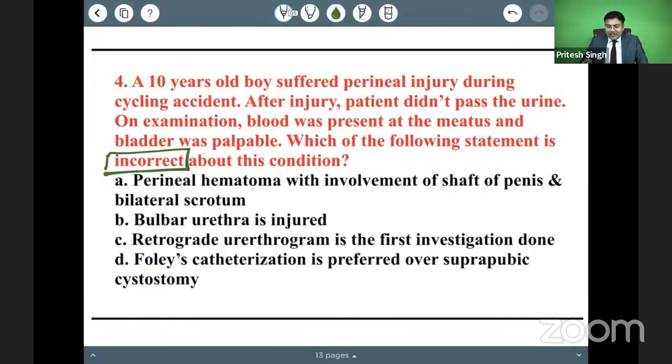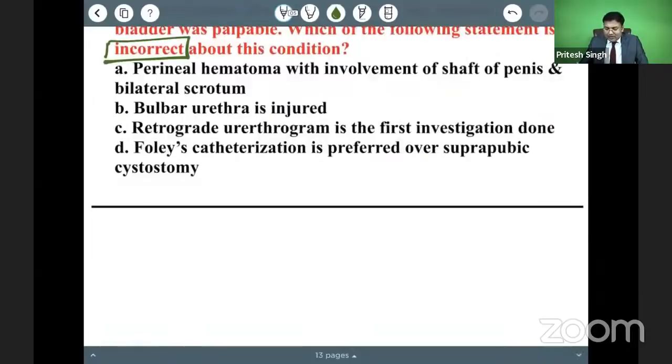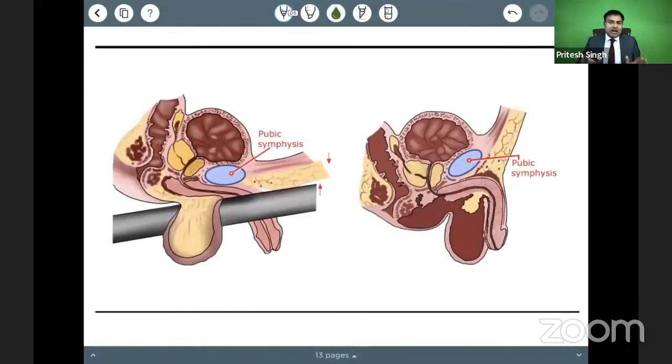Rajesh Kaushal. Okay, so have a look what happens, because this kind of question was asked in NEET PG, INI-CET, and it was asked in the latest exam also. So what is the problem? There are two types of injury. One is anterior urethral injury and second is posterior urethral injury.